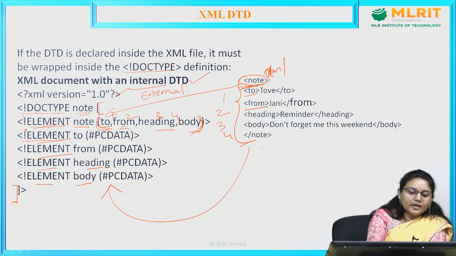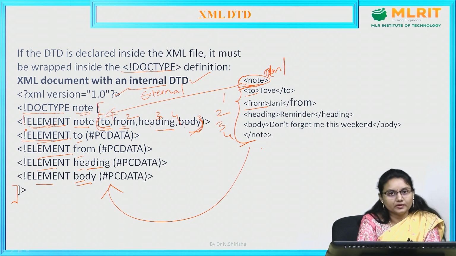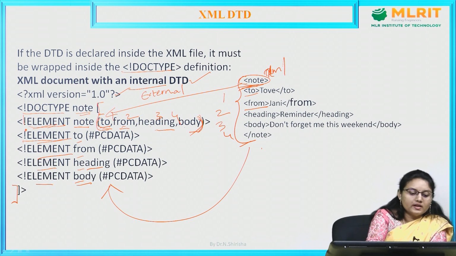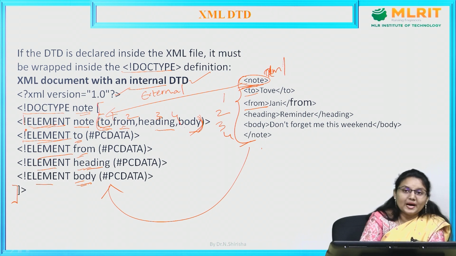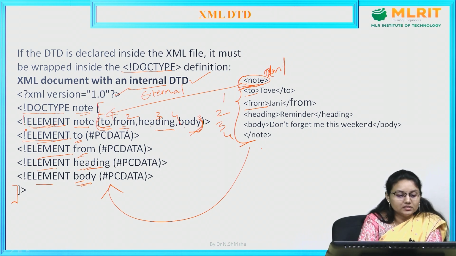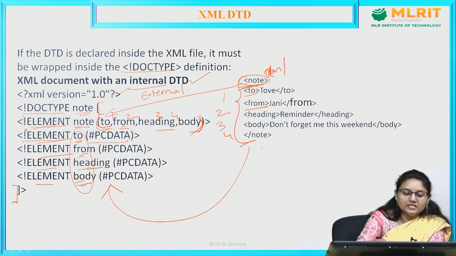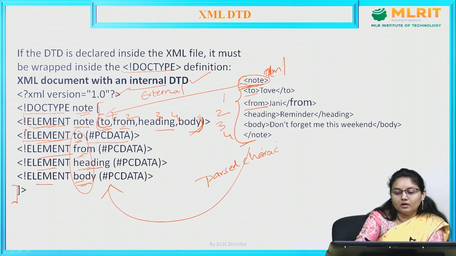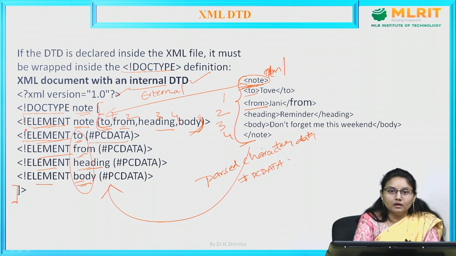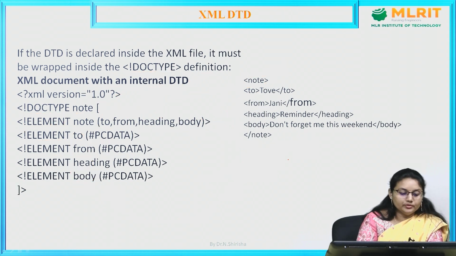To, from, heading, body are my child tags. Even though they are child elements, we are defining them under the elements with the tag names. So these tag names should be parsed. To parse the data of all the child elements, you give the type of data, that is PCDATA, parsed character data. This is nothing but PCDATA. This is how you write your DTD.